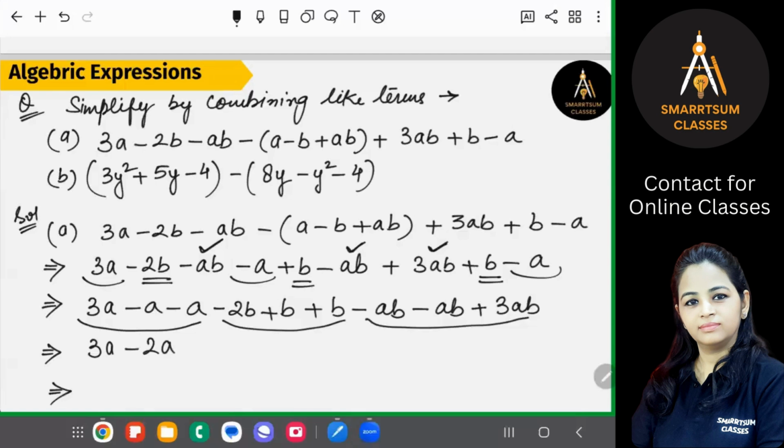Getting it? Okay. Now, 2b. b and b both are positive. b plus b will become 2b. It is exactly like one chair and one chair. So chair plus chair will be equal to two chair. Okay. Similarly, minus a minus a will be equal to minus 2a. Is that clear? So b plus b will become plus 2b. Now minus ab minus ab will become minus 2ab.